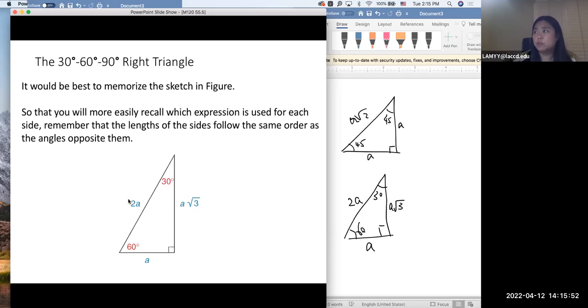Remember one of the films saying that if you have the larger angle, the side should be longer. So you could remember it this way: 30 degrees is the smallest angle among the three, so the shortest side should be A here. 90 degrees is the biggest angle compared with these two, so the longest side is going to be 2A. And A square root 3 is going to be in between these two numbers, so it's opposite to 60 degrees.